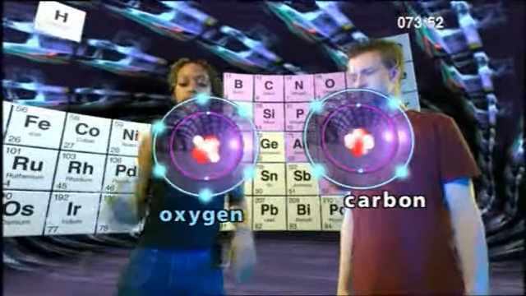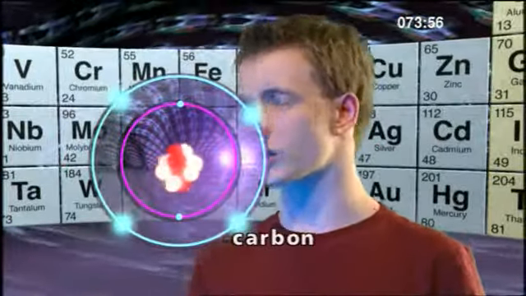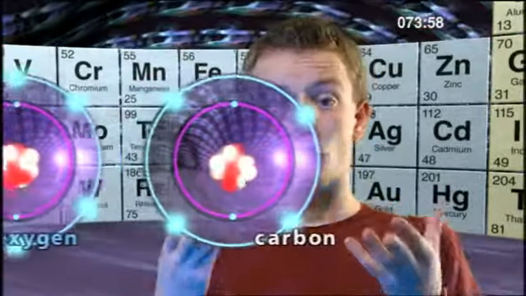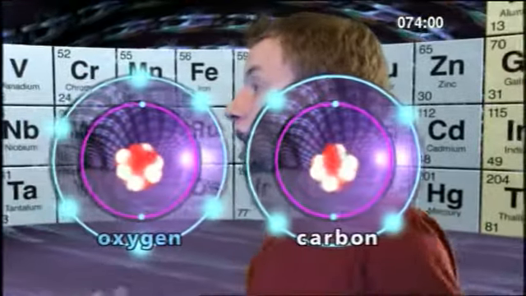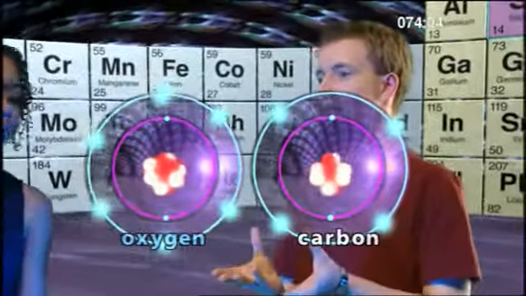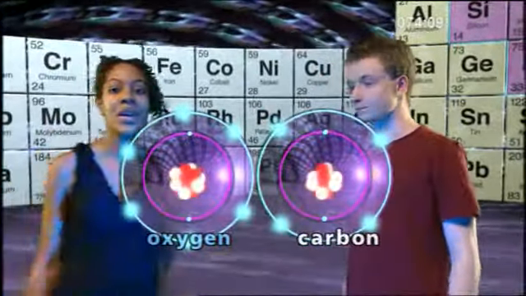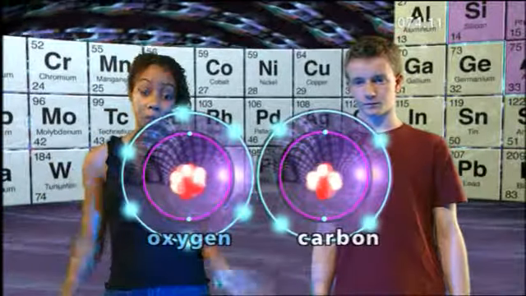carbon and oxygen. The carbon atom has 4 electrons in its outer shell, so it needs 4 more to make a full shell of 8. The oxygen atom already has 6 outer electrons, so it needs another 2 to make a full shell. Right. So now this is what happens in covalent bonding.